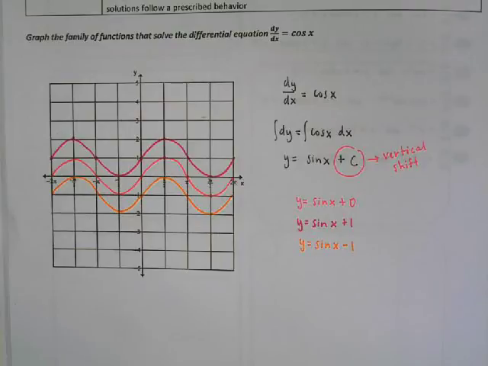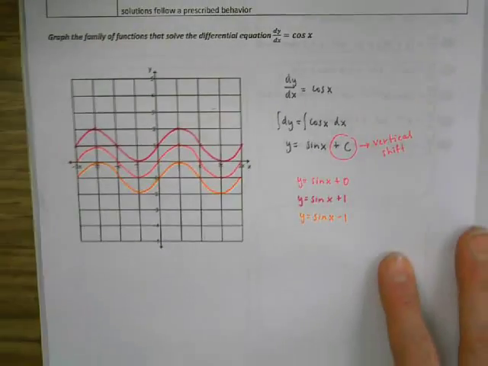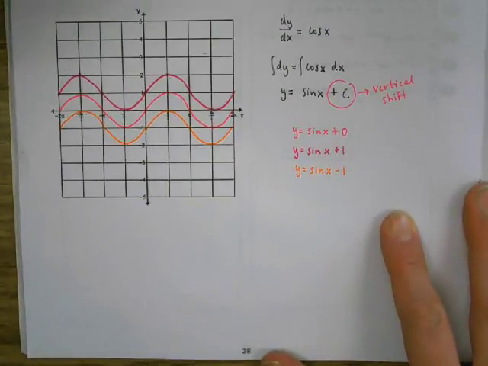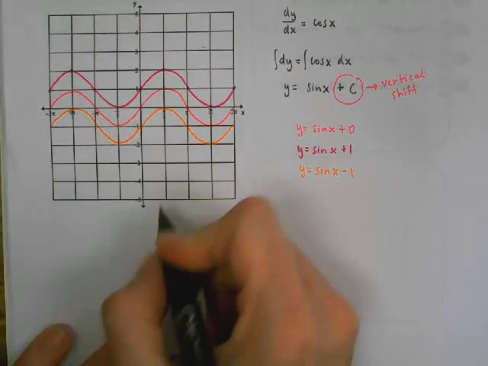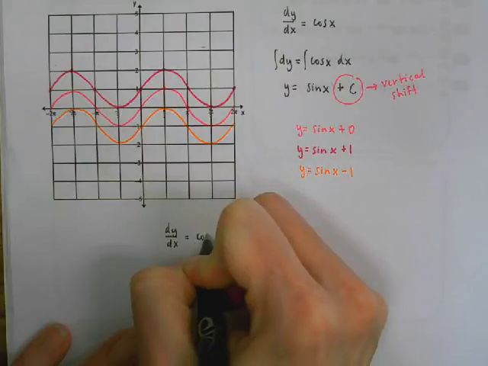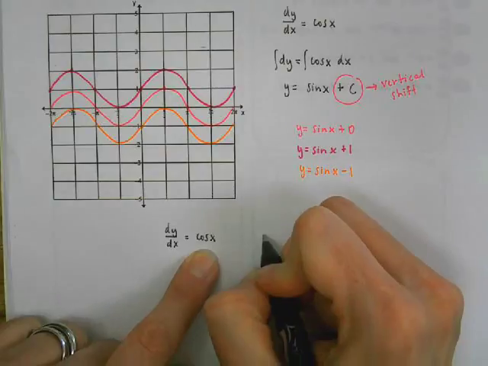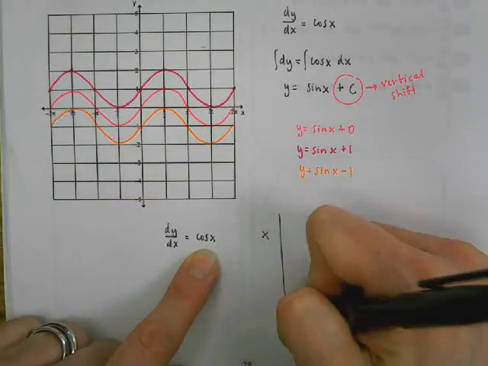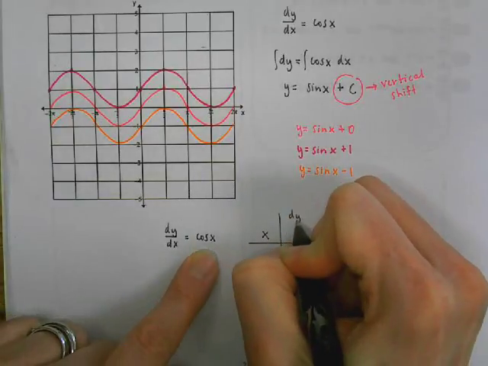Now, here's where slope fields come in. We are going to be able to graph this family of functions without actually anti-differentiating. And here's how it's going to work. I'm going to take our same differential equation, dy dx equals cosine of x. And so I know my differential equation just depends on x. So I'm going to make a table here of my x value, and then I'm going to use that to calculate dy dx.